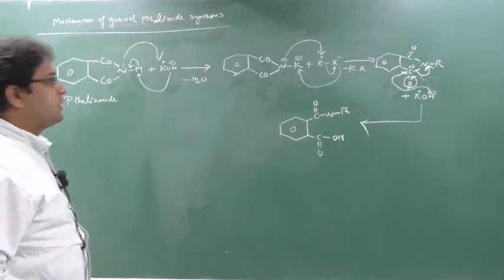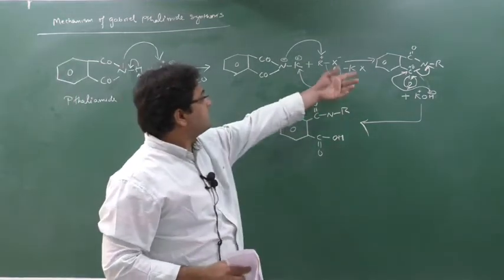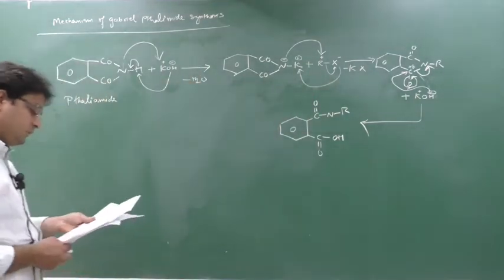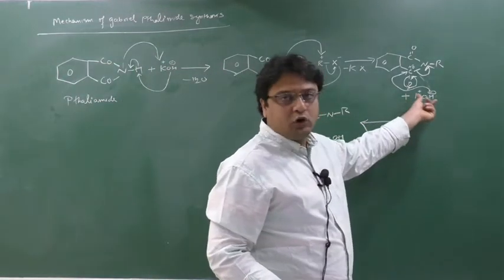And K plus is remaining in the reaction. What will K plus do further? I will tell you. Here also K plus is remaining. Clear? Okay, once more. In the second step, the second mole of KOH will be used.